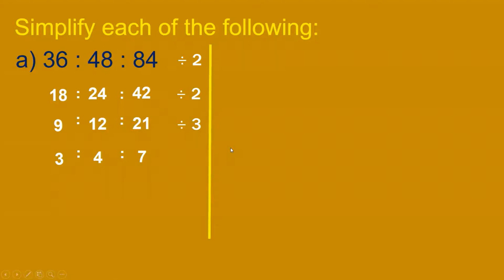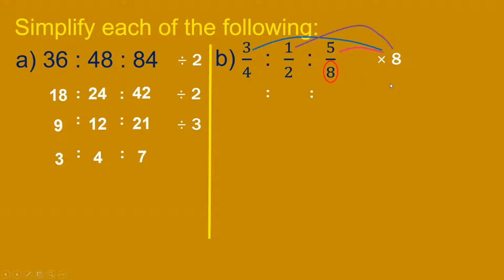Let's have another example. B, 3 over 4, to 1 over 2, to 5 over 8. Now we have three fractions. To get the simplest form of the ratio, we must change them to whole numbers. So to change these fractions to whole numbers, let's look at the denominators. We have 4, 2, and 8. Which one is the biggest? Of course, the 8. So we can multiply each fraction by 8. So multiply 3 over 4 by 8, and multiply 1 over 2 by 8, and multiply 5 over 8 by 8. Okay, let's do it together.